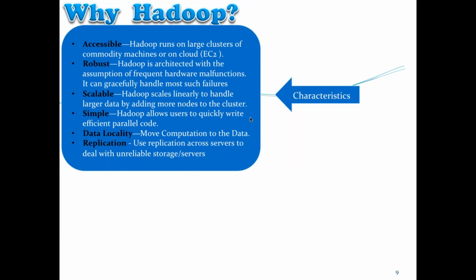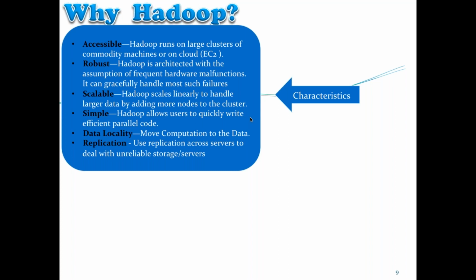And why do people need to go for Hadoop? Right? There is more than one reason why people need to go for Hadoop. It is accessible because Hadoop runs on large clusters of commodity machines, or if you don't want to invest in the hardware, you can go for cloud. It is very robust. Hadoop is architected with the assumption of frequent hardware malfunctions. When you have more than one machine in your ecosystem, then definitely one or more machines are always failing. So even though the machines are failing, Hadoop is good enough to actually run the process continuously on other machines also, and it can gracefully handle most of such failures.